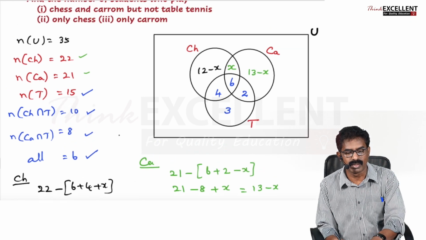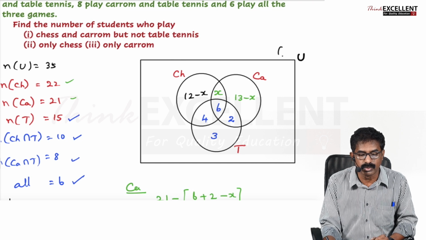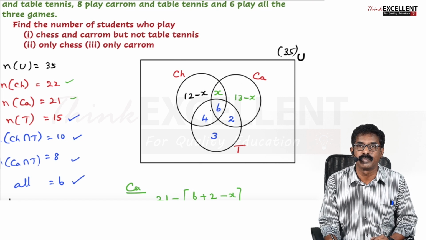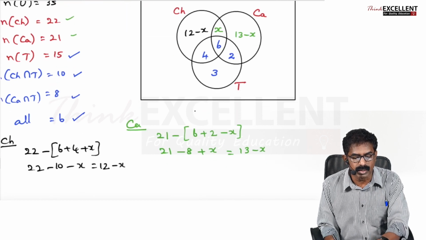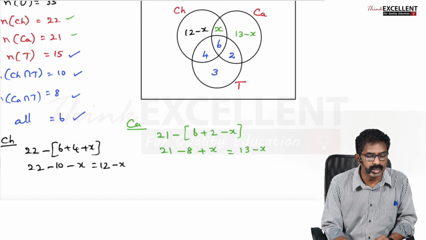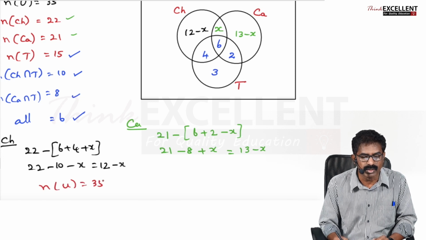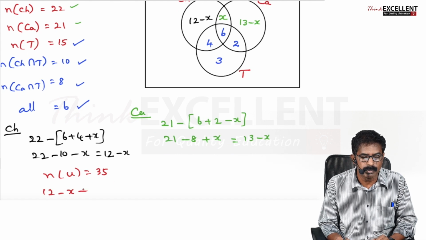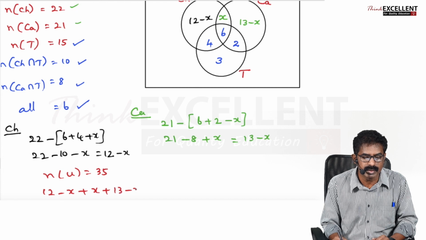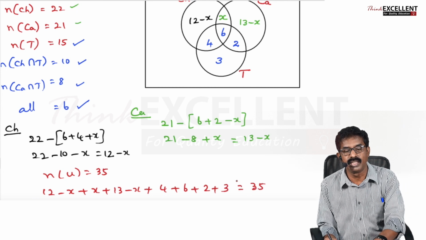Okay, now X you can find out, no? Because total they said n of u is 35. So n of u, the universal set, is 35. So no one left out. So add all the entries. You are supposed to get 35, right? So n of u equal to 35. That means you add everything: 12 minus x plus 13 minus x plus 4 plus 6 plus 2 plus 3 equal to 35. Add everything, you have to get 35.